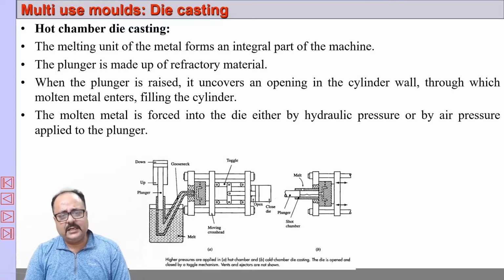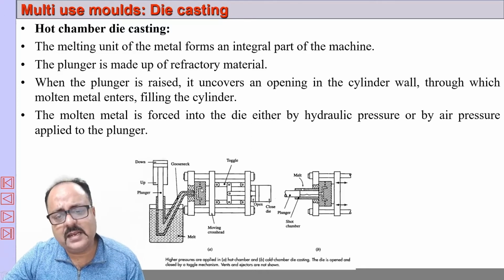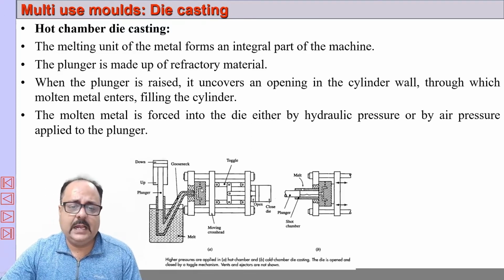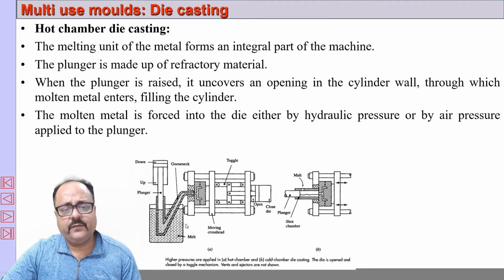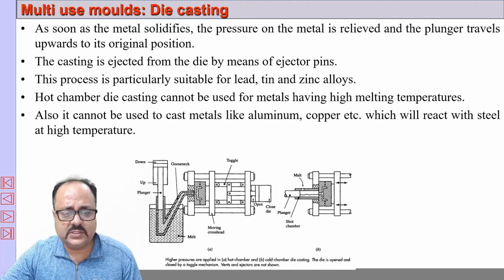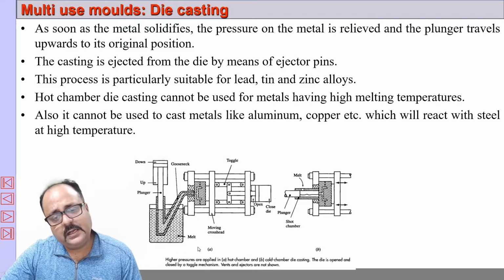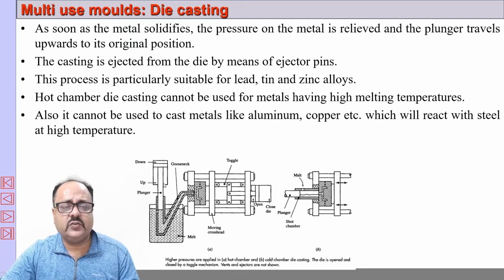Since this is a permanent mold, we cannot use ferrous material because the temperature is very high, and then die life will be very less. We use non-ferrous metals basically for this process. We use lead, tin, zinc. Aluminium and copper are normally not used because we are melting it in a steel tank, and the aluminium and copper may react with the steel tank. So hot chamber die casting is not suitable for aluminium and copper.